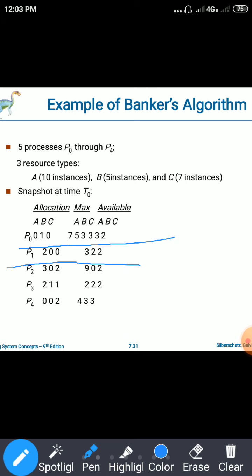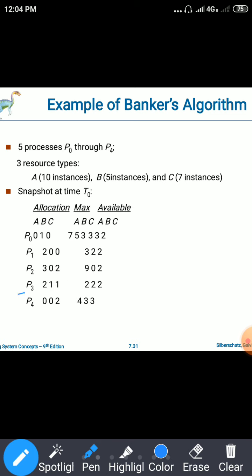Similarly for P1, what is the maximum requirement? It is 322, meaning 3 instances of A, 2 instances of B, 2 instances of C. Out of 322 only 200 is allocated, and for P2 the maximum requirement is 9 instances of A, 0 instances of B, and 2 instances of C. Out of 902 only 302 are allocated to process P2, meaning 3 instances of A, 0 of B, and 2 instances of resource C.